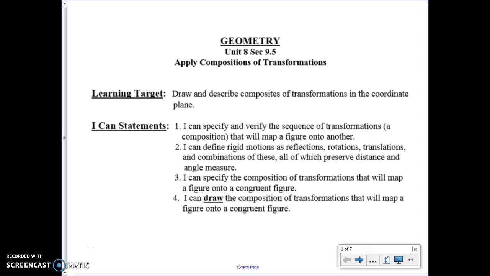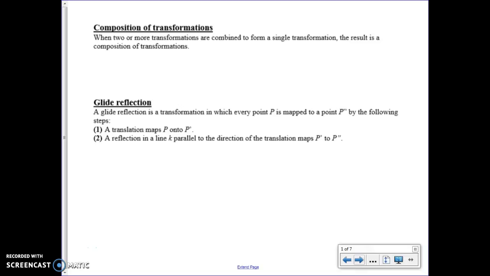Hey guys, today we're looking at compositions of transformations. So we're combining and doing more than one transformation on one graph. Composition of transformations is when two or more transformations are combined to form a single transformation. The result is a composition of transformations.